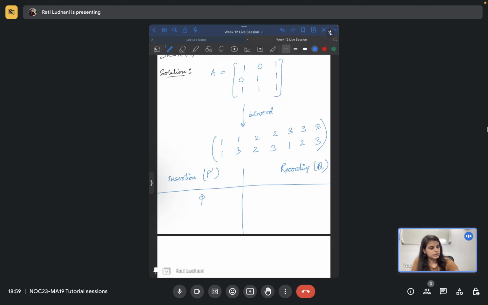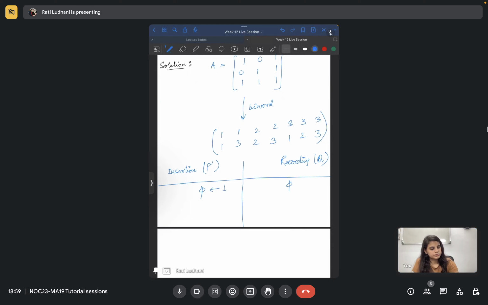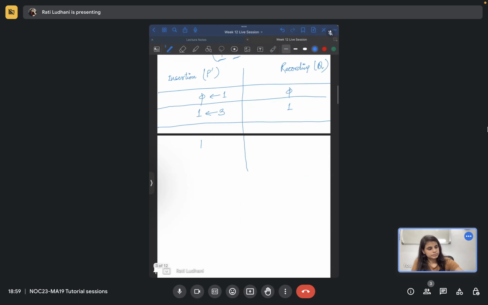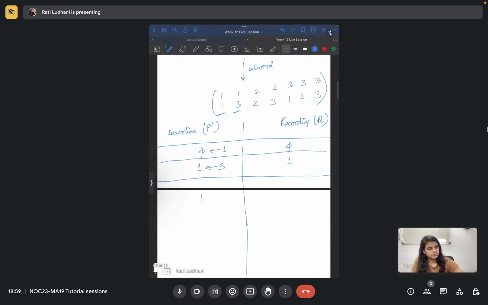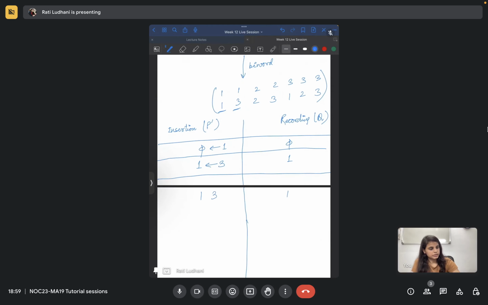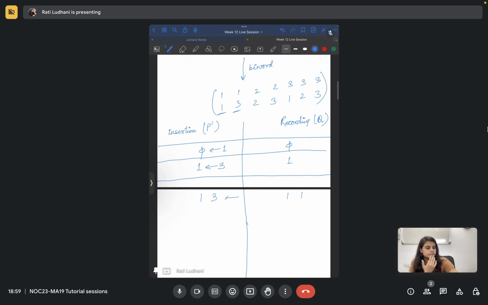So you have nothing firstly. Now you insert 1, and the recording section is 1, so you get 1 1. Next step you insert 3. So what will you get? You will get 1 3 on the P side, and the Q side is 1 1. Yeah, P side is 1 3, exactly. Very good.